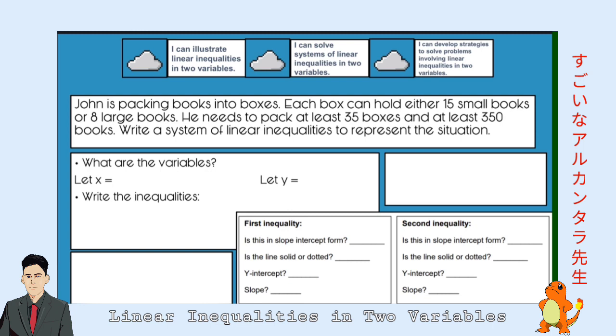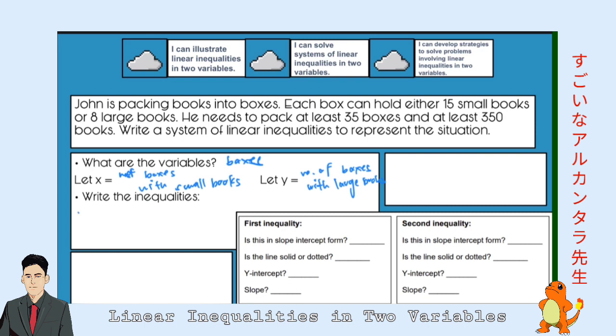So doing so, we're talking here about the boxes that we're collating. So he's packing the boxes, right? And there are books in there. So what you can do is, let's say x is the number of boxes with small books, and y is the number of boxes with large books. So that is our x and y.